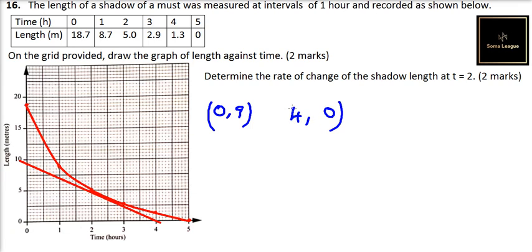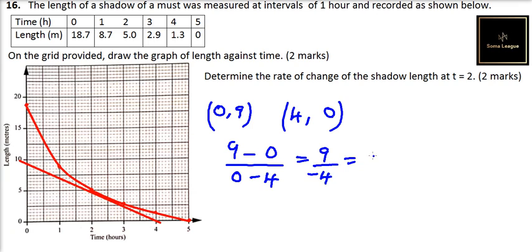To get the gradient, change in y over change in x, we can say 9 minus 0 divided by 0 minus 4, and that will give us 9 divided by minus 4, which will give you around 2.25. So that is the rate of change of the shadow.